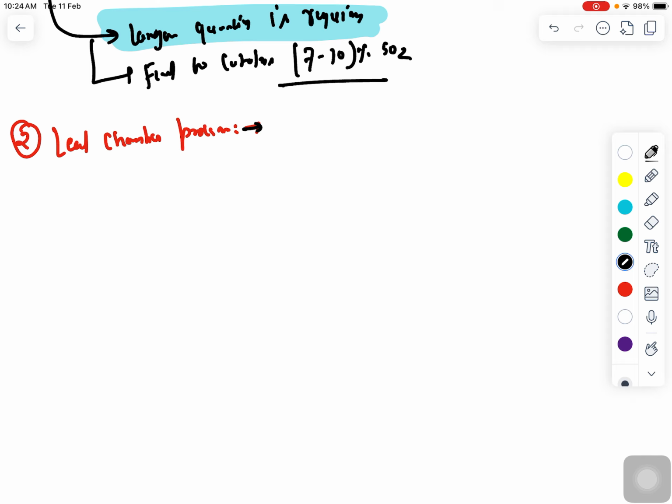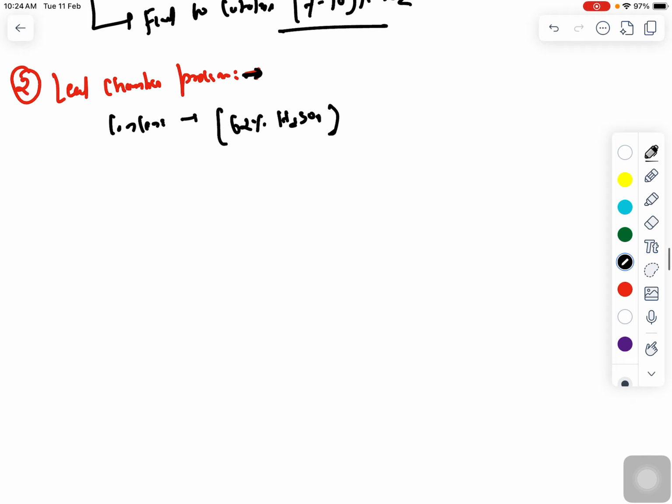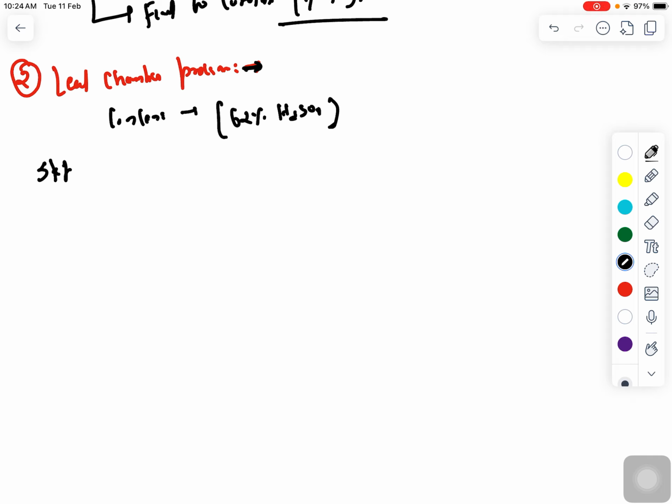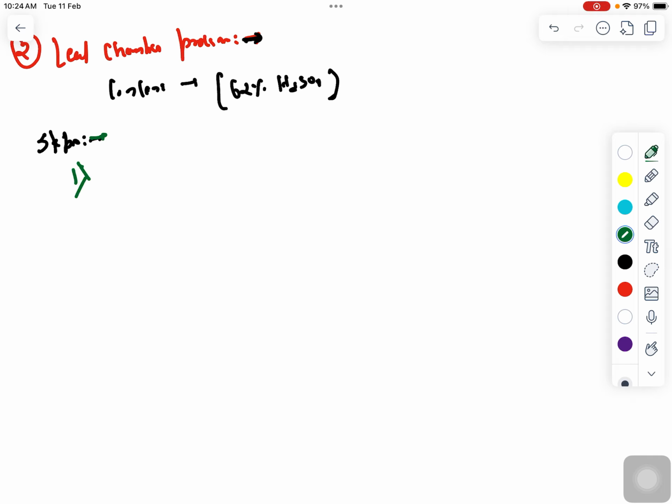Here you will see that the concentration of H2SO4 produced is only 62%. So the concentration is very low, and again you have to concentrate it after the process, in post-processing, right? So what steps are required here? First, again, you will be producing SO2: sulfur, S plus O2, gets converted into SO2, or any pyrite gets oxidized and produces SO2.